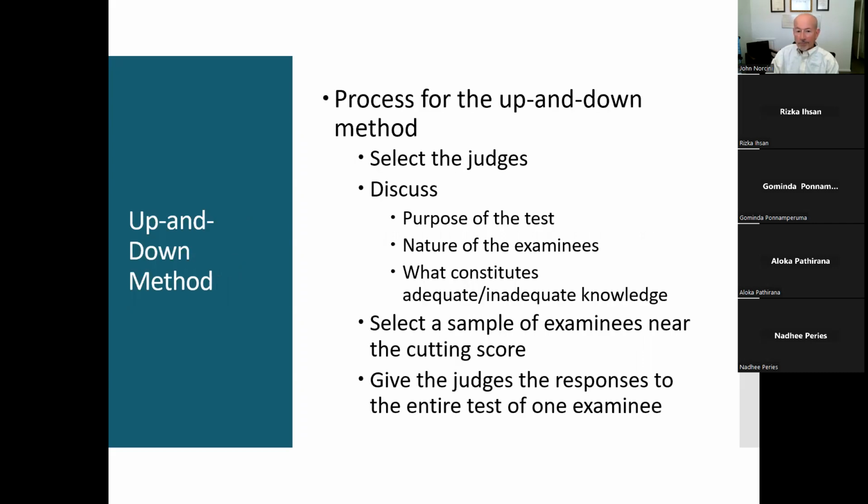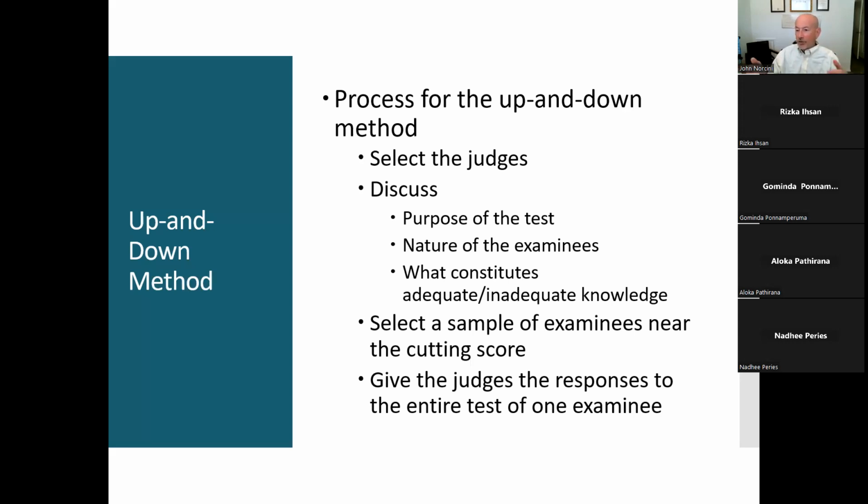All right. So let's talk about a second group of methods where the judgment, instead of focusing on items, focuses on the performance of examinees. One of the first methods of this kind that we'll talk about, a couple of them, is the up and down method. So you select the judges, you discuss the purpose of the test and the nature of the examinees, just as you do with all the other methods.